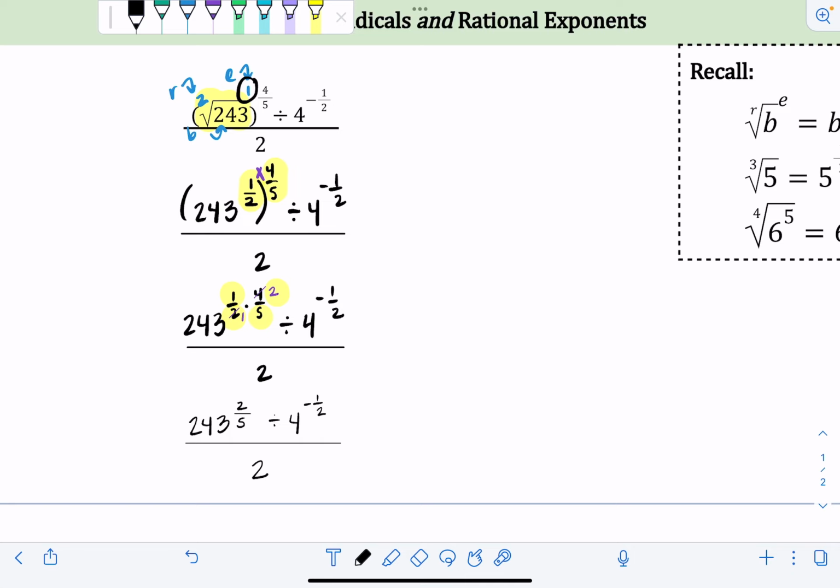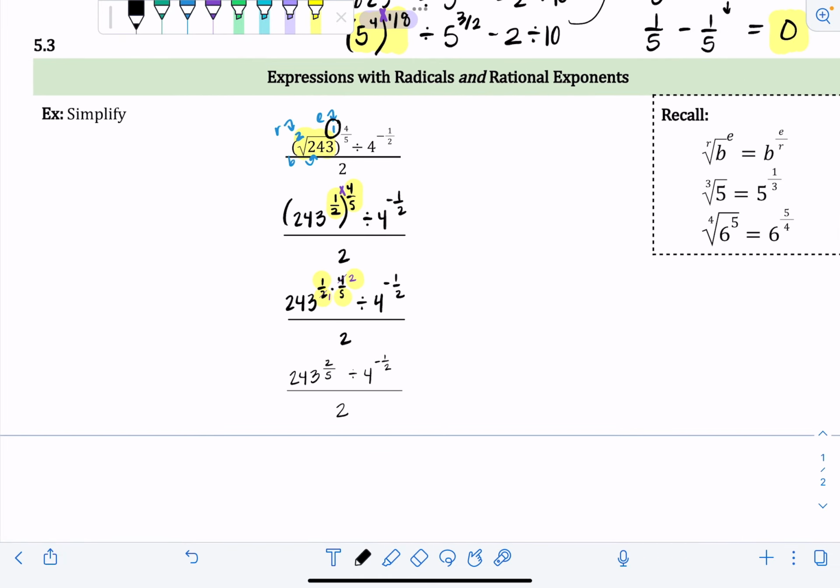I'm still just going to keep working on that 243. I'm pretty committed to getting that part out of the way. So now I'm going to do a little side work over here. 243 to the 2/5 power. If I wanted to put that in radical form, the b would be 243, the e would be 2, the r would be 5. So as a radical, it would be the 5th root of 243 inside, and then to the 2nd power. I don't know, but there's a chance that there is a 5th root of 243, so I'm going to try to find that.